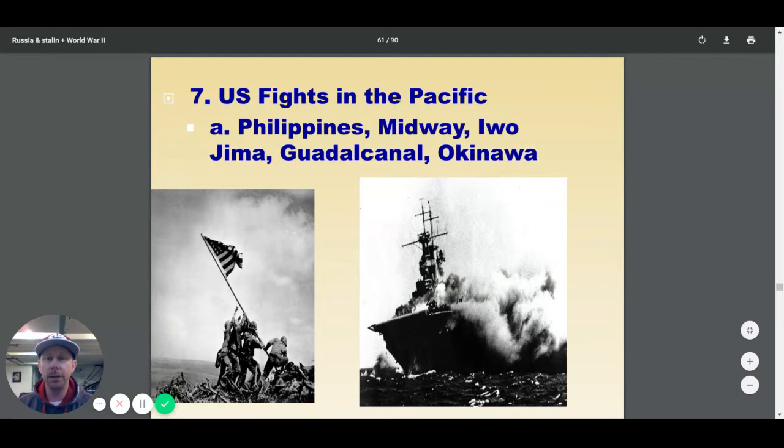At the same point in time, the United States was in a two-fronted war. After the United States was attacked by the Japanese, the United States was in a fight not only with their allies in Europe, but they were also having to fight off the Japanese in the Pacific. The type of fighting that was done in the Pacific is called island hopping.